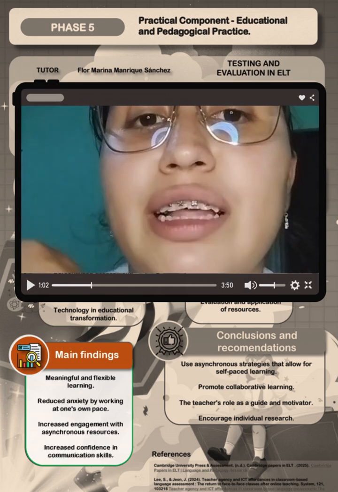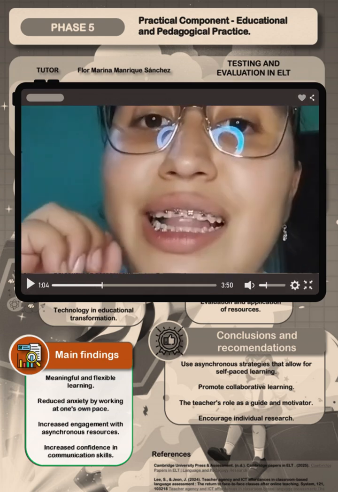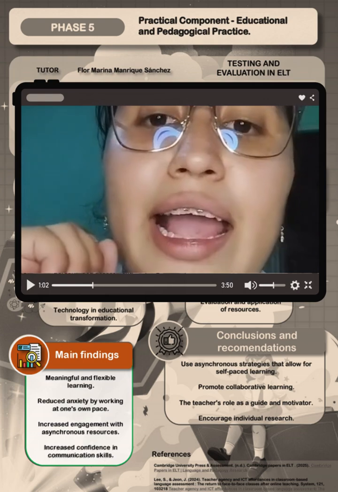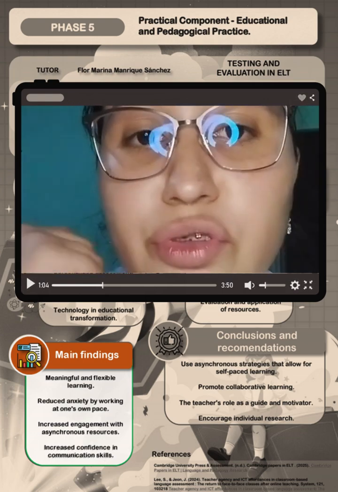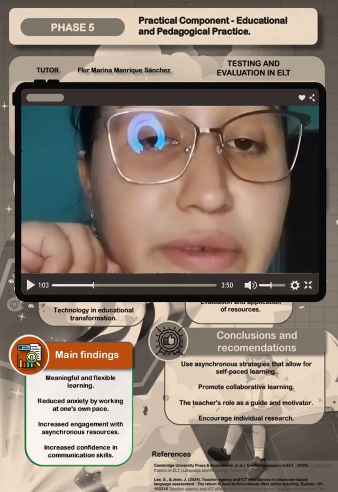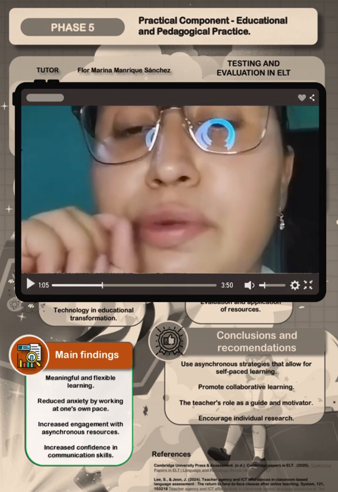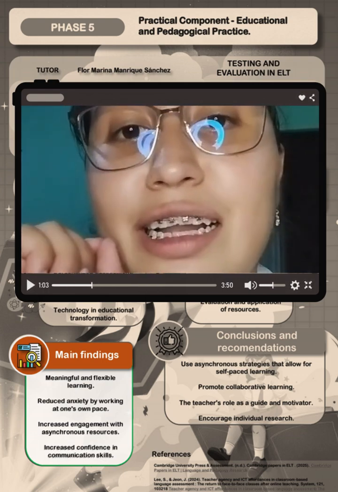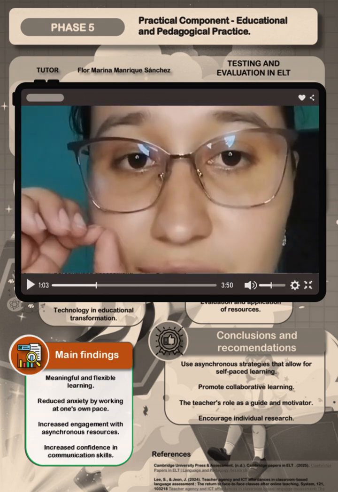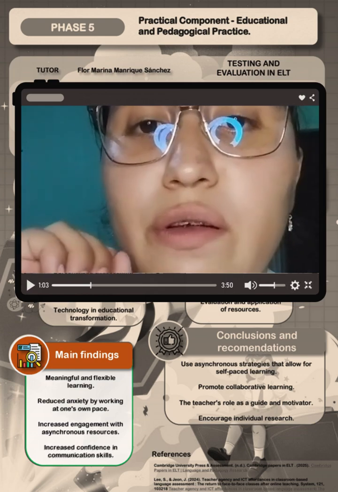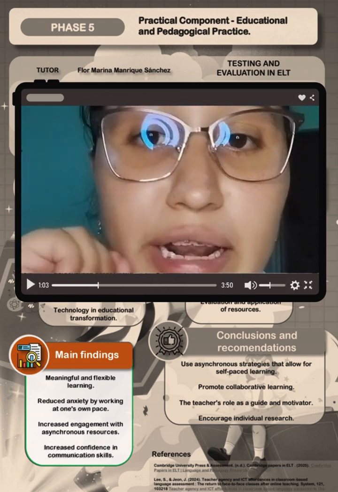The third finding is an increase in student engagement. Digital and asynchronous tools make activities more attractive. Students expect more, and interacting with the content becomes fun, dynamic and interesting.